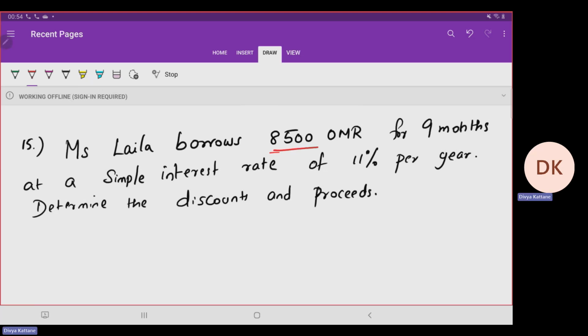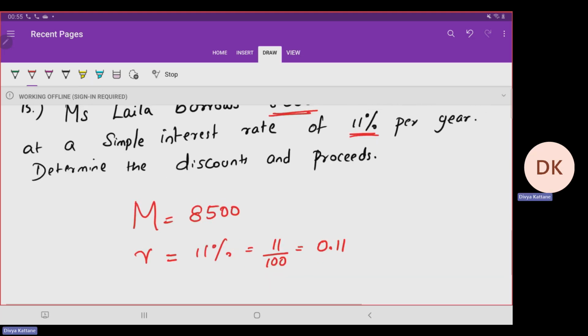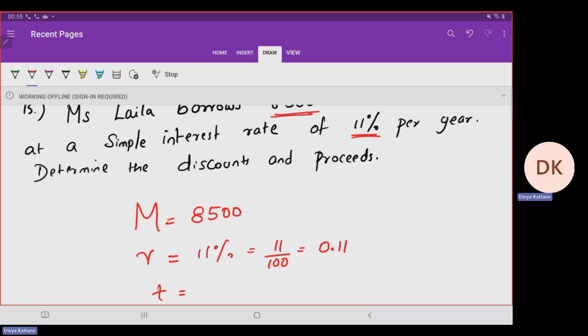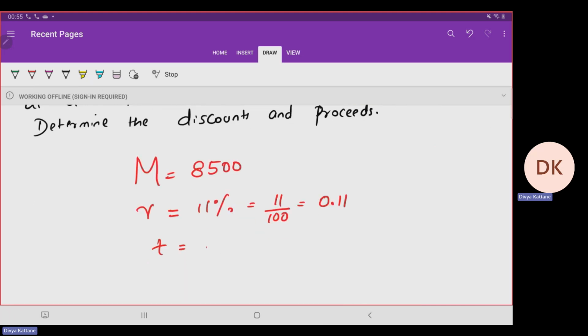So 8,500 is your mature amount or the mature value. So M equal to 8,500. Now the interest rate is 11%. Rate is denoted with the letter R. R equal to 11%. 11% means 11 by 100, that is 0.11. Now the time T. Time T is given for how many months? 9 months. Usually you will write in years. So 9 months means 9 by 12 years.